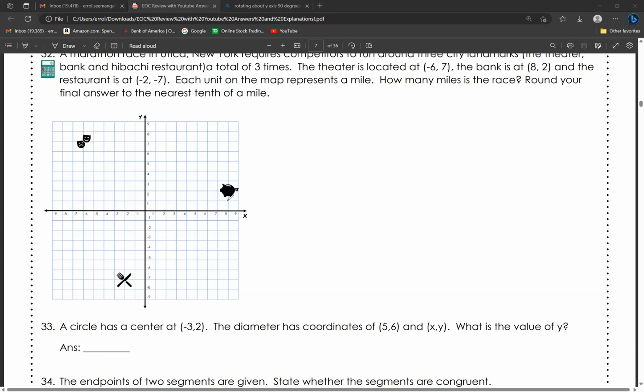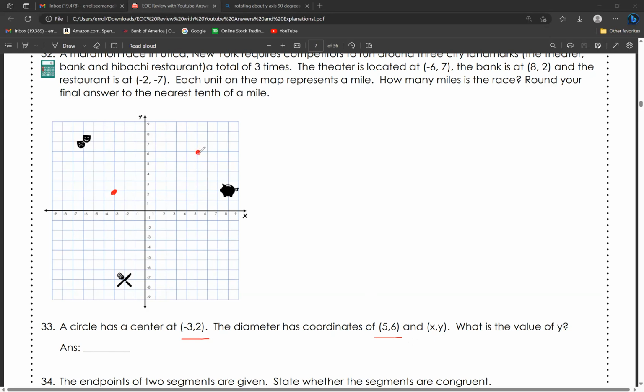All right, let's go back. The center -3, 2 is right here, right? Right. Now they're saying 5. Okay, so that's that one right there. Now they're saying the endpoint coordinates are 5, 6. 5, 6 is up here.